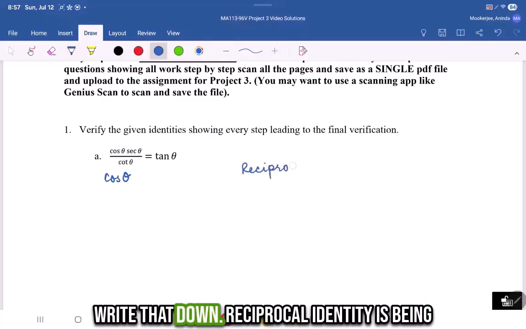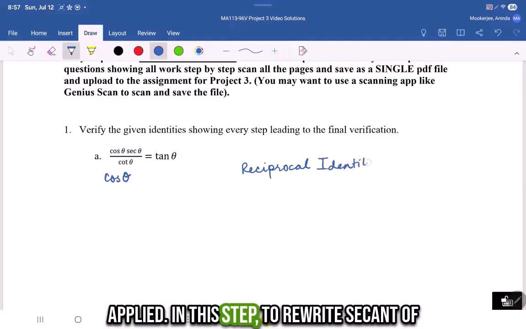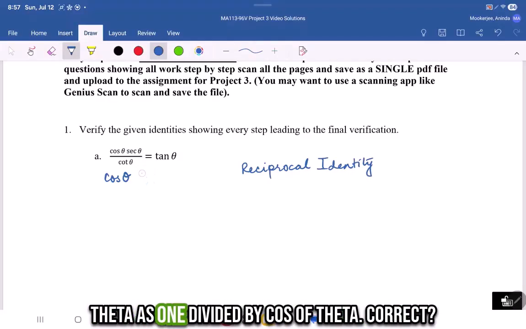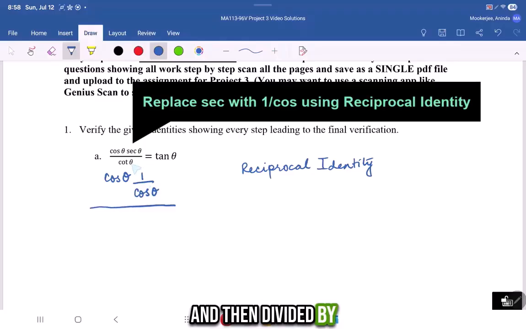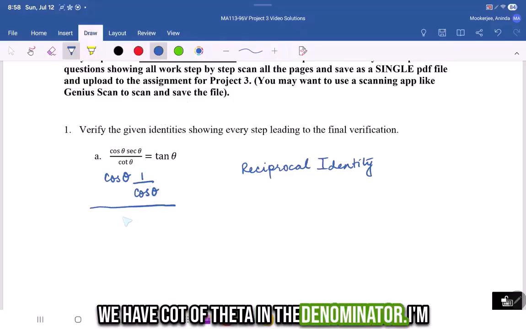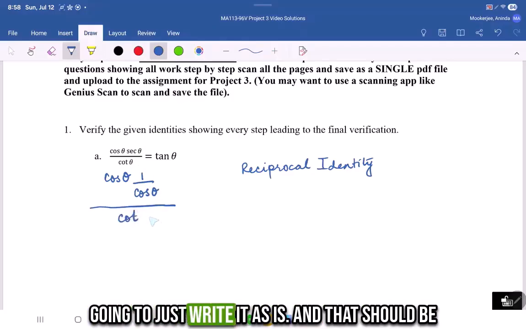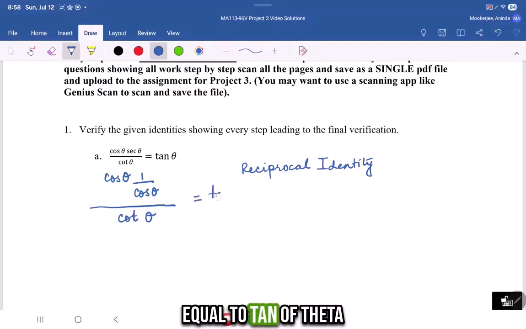Let me write that down. Reciprocal identity is being applied in this step to rewrite secant of theta as 1 divided by cos of theta, correct? And then divided by, we have cot of theta in the denominator. I'm going to just write it as is. And that should be equal to tan of theta.